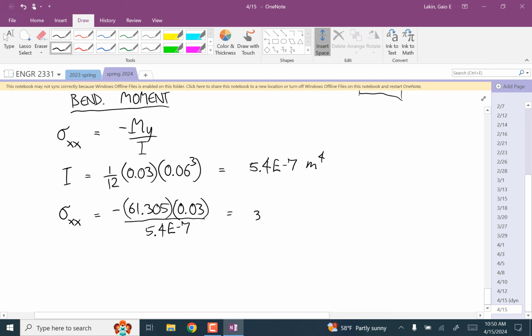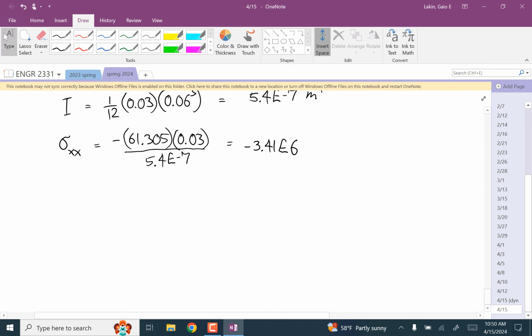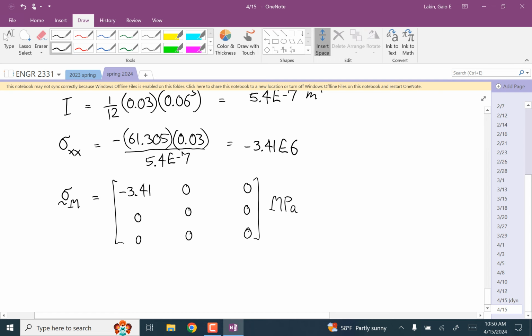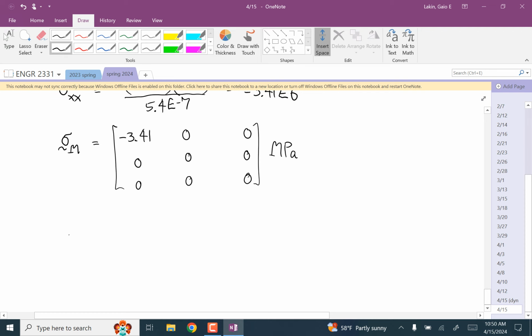And you get negative 3.41 times 10 to the 6. So the stress tensor due to bending moment is negative 3.41 and so on. And so now we just have to add these up.